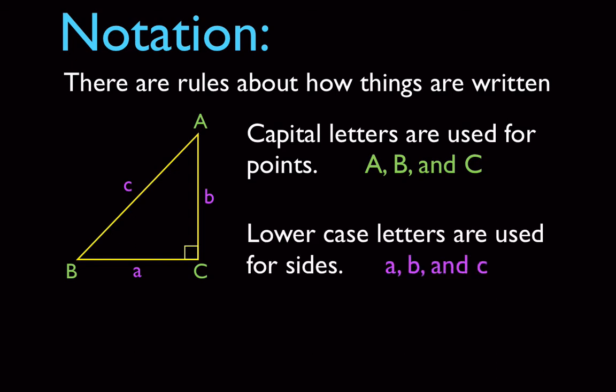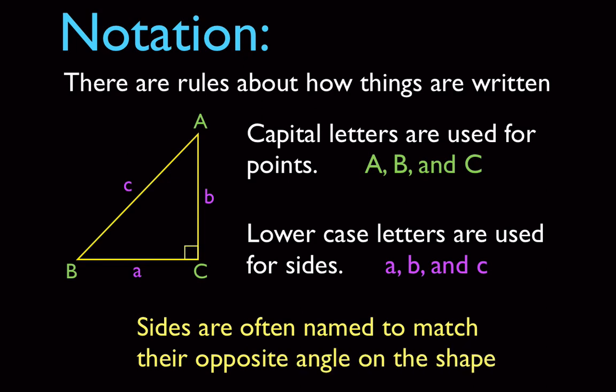Lowercase letters are used for sides. So example here, A, B, and C. Also, you might have noticed that the lowercase b is opposite the larger B. Same with A, and same with C. The lowercase letter is opposite the angle that goes with the uppercase letter that forms its point.